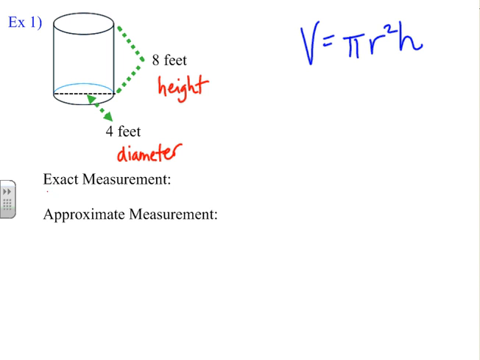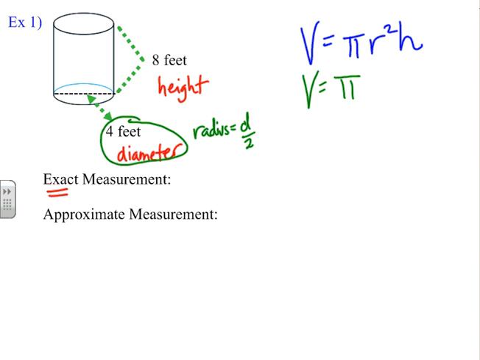And because we're going to look for the exact measurement first, we are not going to use 3.14 for pi. We're going to leave it as pi. Then we want to find the radius. Well, here the diameter is 4 feet. So the radius is equal to half of the diameter. If I take 4 and divide it by 2, I'll get 2. Now because I need 2 radiuses, that's what radius squared means, I'm going to write the number 2 down twice.